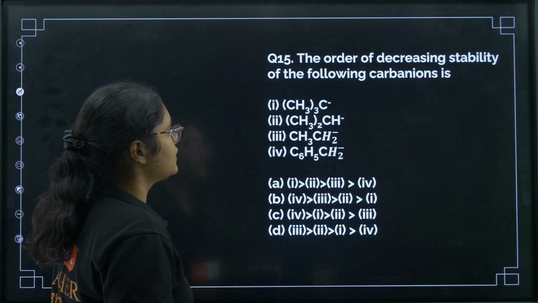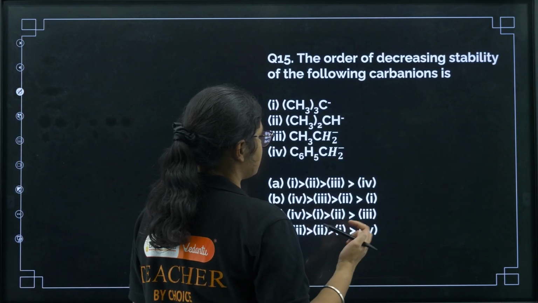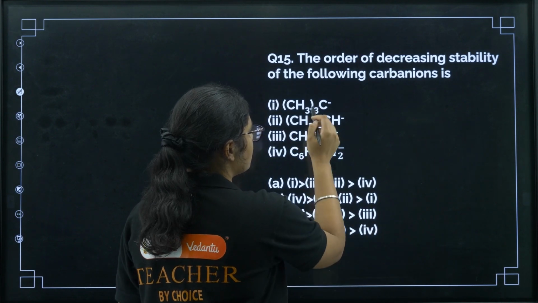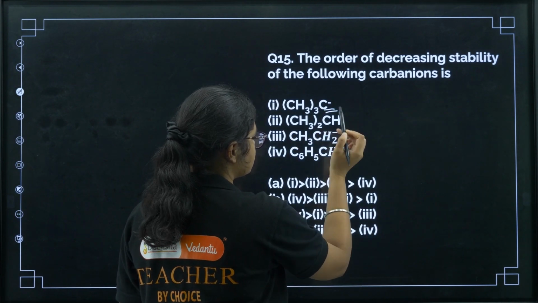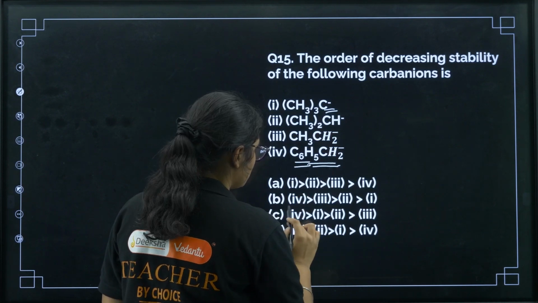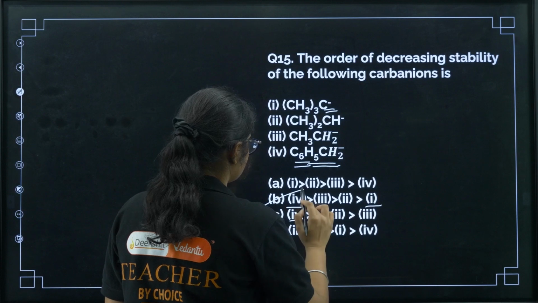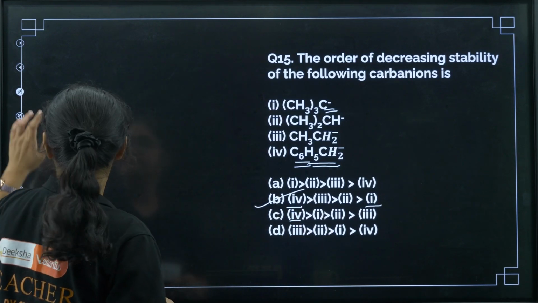Next you have the order of decreasing stability of the following carbanions. So carbanion stability will decrease if there are more plus I groups. So this one will have the least stability, this one will have the highest stability because it is with resonance. So 4 will be the first and 1 will be the least, right? There is only one option like that, so option number B here.